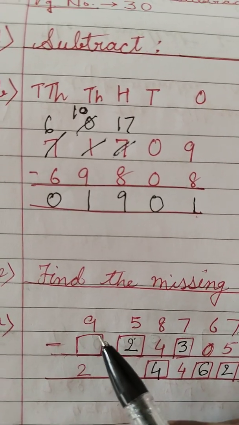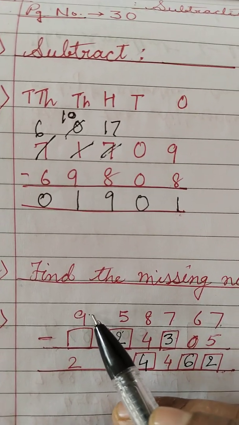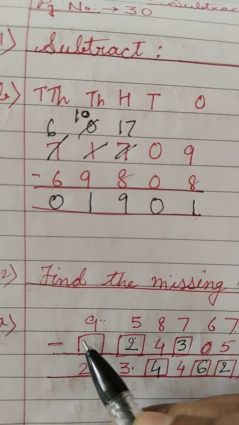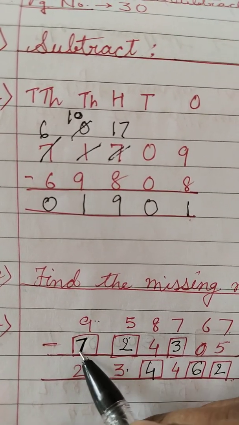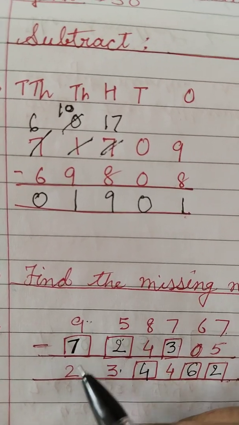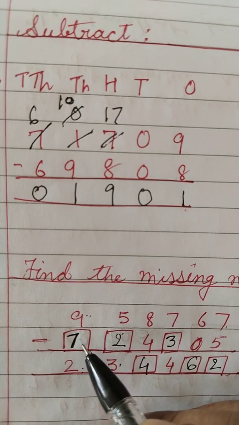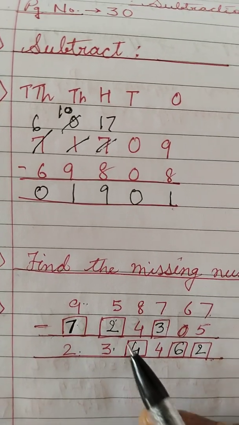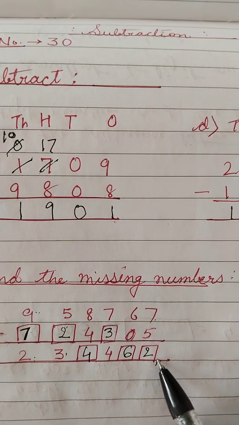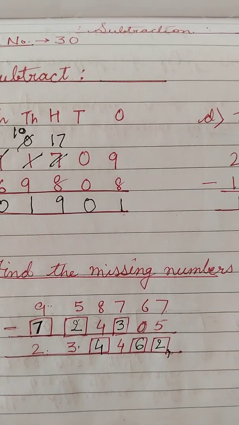Now here the last, 9. What we will subtract from this 9 to get here 2? 7. 9 minus 7, we will get 2. You can subtract these 2 also. 9 minus 2, you will get this number 7. So in this way, you have to think and fill the missing numbers. Question number B, you will solve.